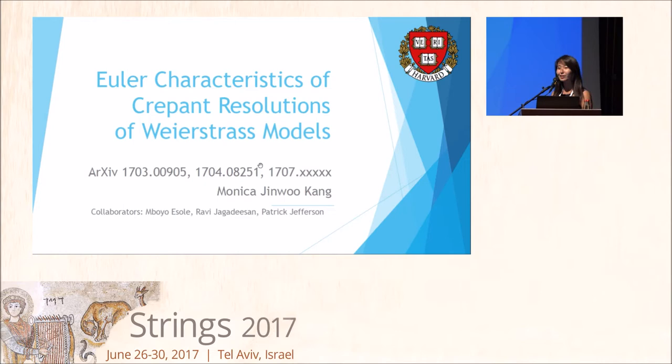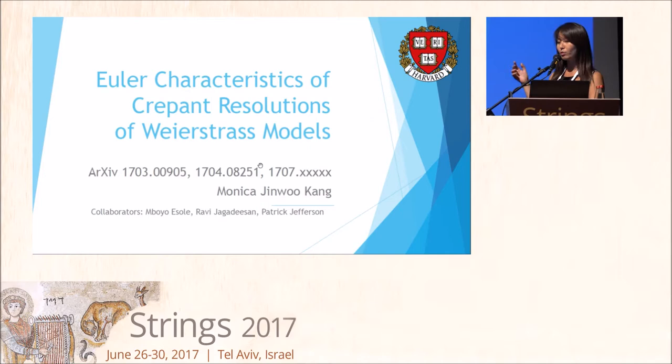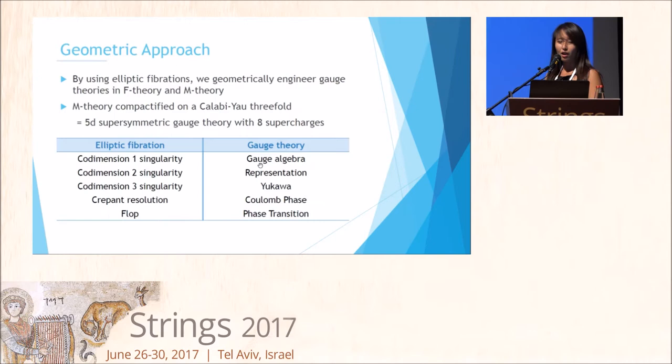Today I want to talk about Euler characteristics of crepant resolutions of Weierstrass models. These are based on two papers already published and one coming shortly. My collaborators are Mboyo, Ravi, and Patrick. Here we're going to take a geometric approach to understand some physics by using elliptic fibrations through geometrically engineered gauge theories in F theory and M theory.